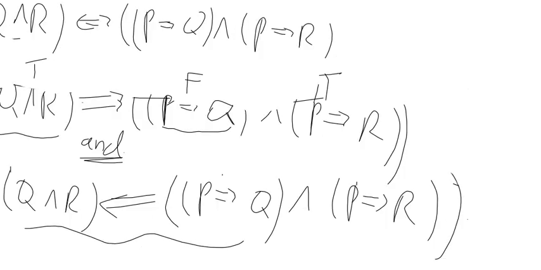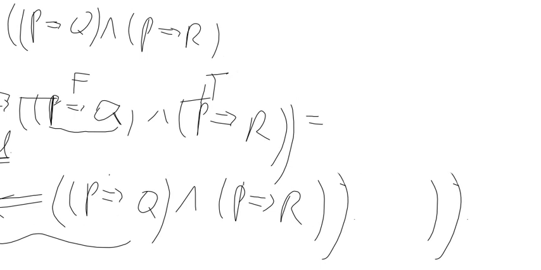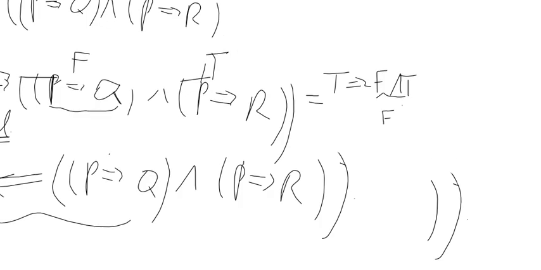So we're getting here true implies false and true. Well, false and true, what is that? False and true has to be false. You can't have something that is true and false. It doesn't make sense. So therefore we have true implies false.